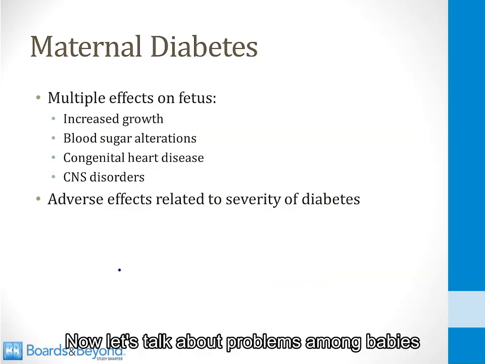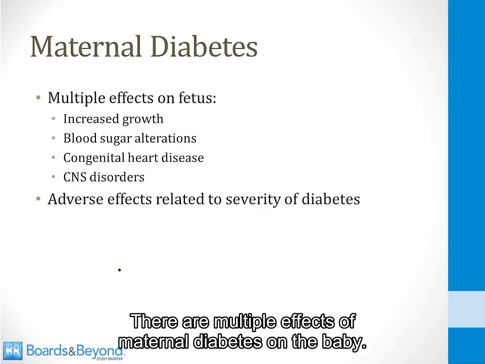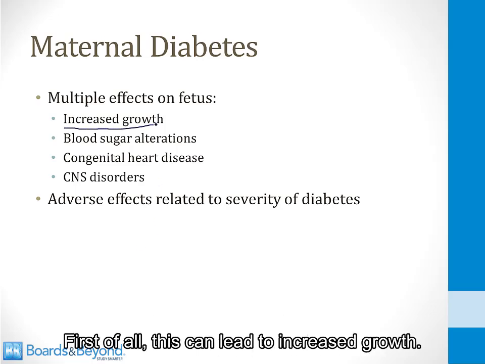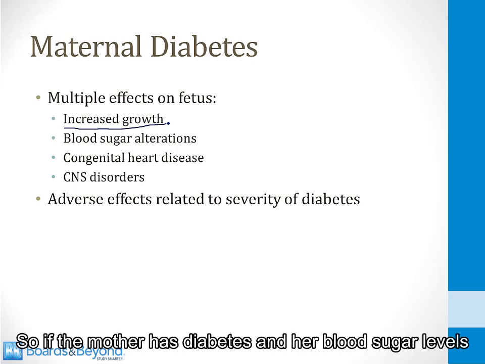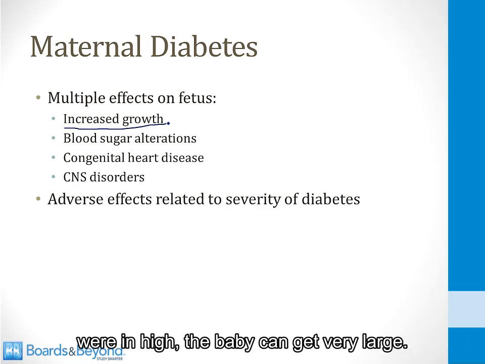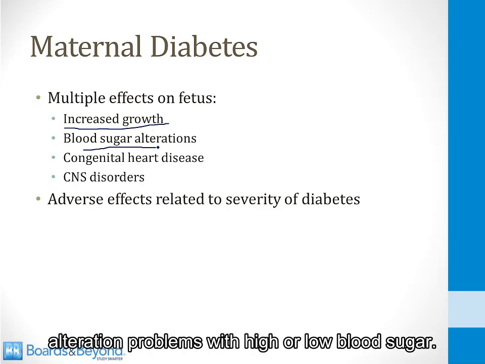Now let's talk about problems among babies when the mother has diabetes. There are multiple effects of maternal diabetes on the baby. First of all, this can lead to increased growth. Remember that glucose is fuel for growth of the fetus. So if the mother has diabetes and her blood sugar levels run high, the baby can get very large. In addition, the baby can have blood sugar alteration problems with high or low blood sugar.